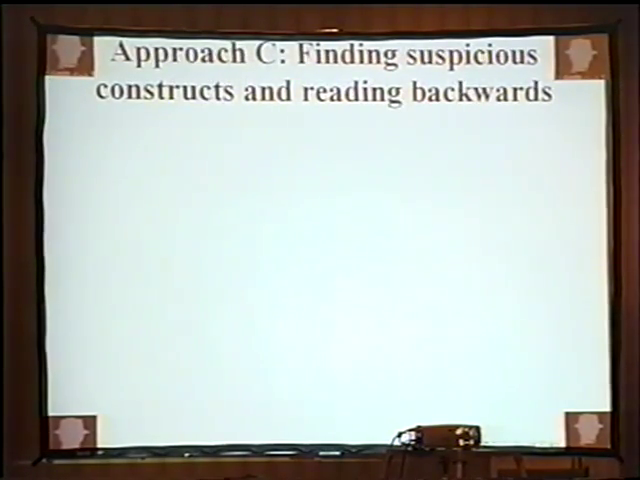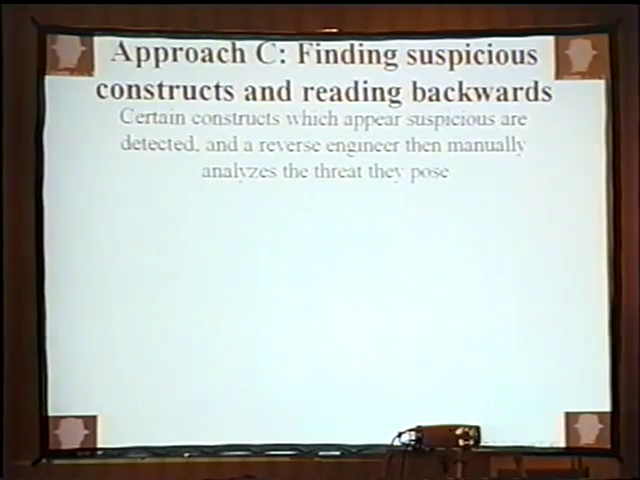Okay, third approach is what I use. I'm a lazy bastard, so I figured out a way to make things easier for me. Basically, I define a bunch of common mistakes that apparently all closed source programmers repeatedly make. And then I scan for them in the binary, identify the suspicious constructs first, and then I know that there's a bug. And then I read the code backwards to see how the program actually came to this point.